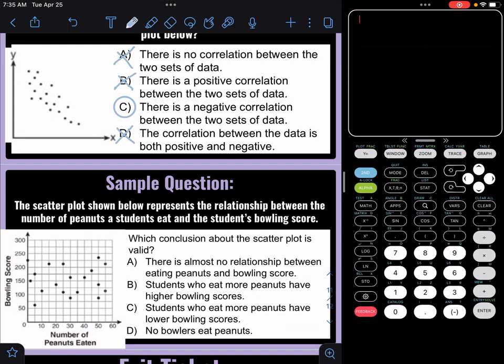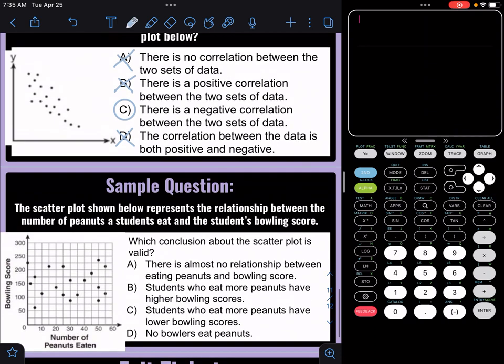All right. Well, I see it's all scattered around. That generally the number of peanuts is all around the same amount of bowling scores. There is almost no relationship between eating peanuts and bowling scores. Students who eat more peanuts have higher bowling scores. Well, I don't necessarily see that going up, because look, this student eats 50 peanuts, but their bowling score could be between 50 or 100, or it could be close to 250, so I don't think it's that. Students who eat more peanuts have lower bowling scores. I don't think so, because they could be high or low, as we see with the 50 peanuts. It's definitely not that no bowlers eat peanuts, because we see some bowlers eat 50, 60 peanuts, so it would be that there's almost no relationship.